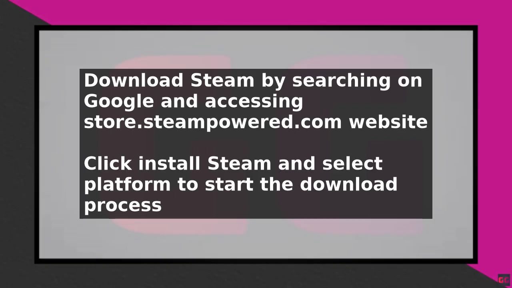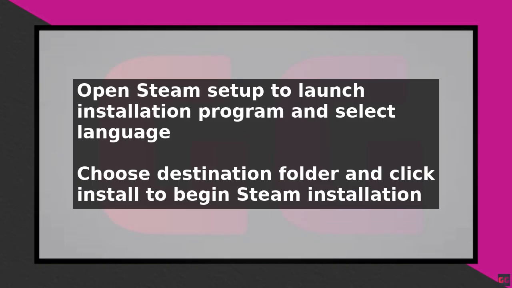Select the platform being used, and then click Install Steam again. The Steam setup will then be downloaded to the computer. Opening the Steam setup will launch a program that guides the user through the installation process. The user will be prompted to select their language. Choose a destination folder for the installation, and then click Install to begin the installation process.